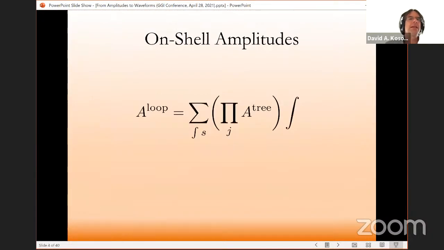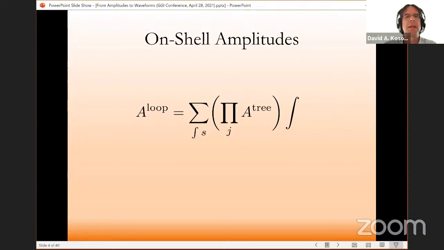Now, in the context of on-shell amplitudes, the master equation is where we write a loop amplitude as a sum over some set of master integrals of a product of tree amplitudes, generally evaluated at complex momentum, multiplied by those master integrals. Information, for example, is all contained in the product of tree amplitudes. Unitarity is embedded in the integral. So that's what that means concretely.